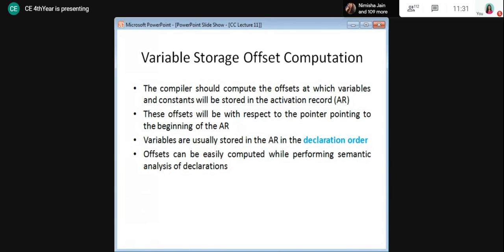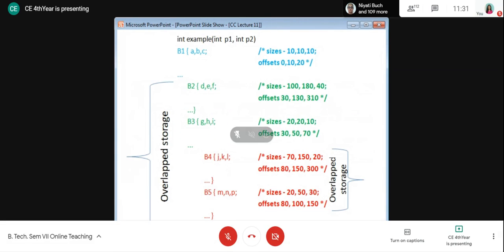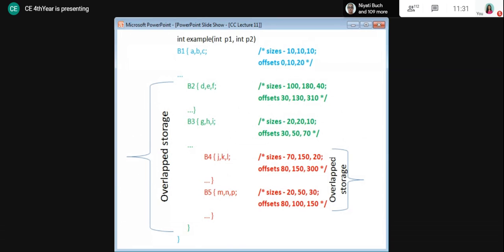Okay, so let's take an example to understand this variable storage offset computation. Now here in this example, we have different blocks, and you can see that these blocks of code are nested within one another. They may be procedures, they may not be procedures. Here we are simply considering them as blocks of code in which we have some variables which we want to store.